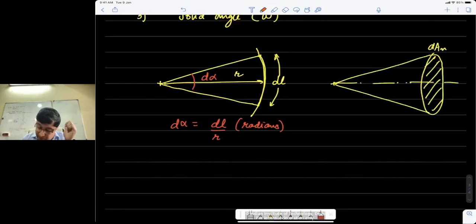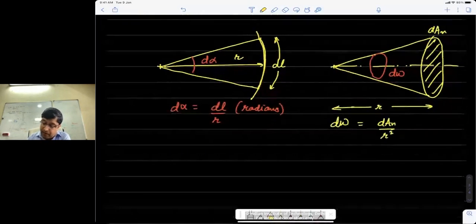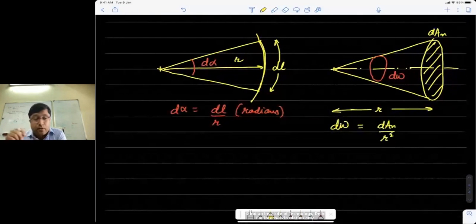So the angle would be this kind of, if you can think of it, an arc or a circular, if I can say loosely, a curvilinear angle. So this angle is defined as d omega. And let's say with the distance again, if I say that this distance is r, then we define solid angle d omega as dA by r square. So the area by the distance square. The units of this angle are steradians, sometimes written as SR.